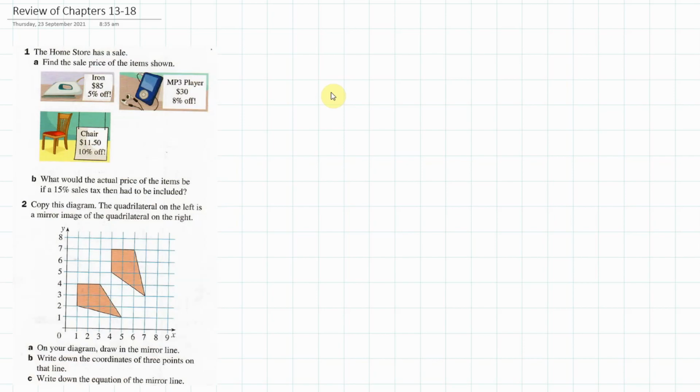And of course, if you are having some problems, make sure you let me know so that we can address those on Zoom. Okay, number 1, we've got to find the sale price of the items shown.